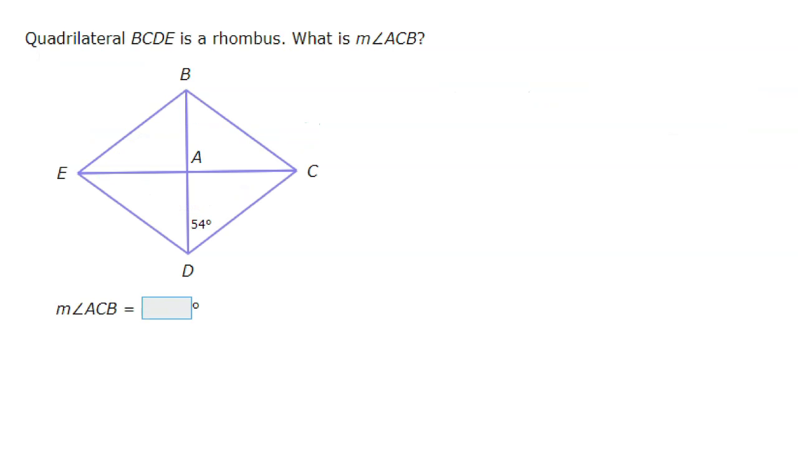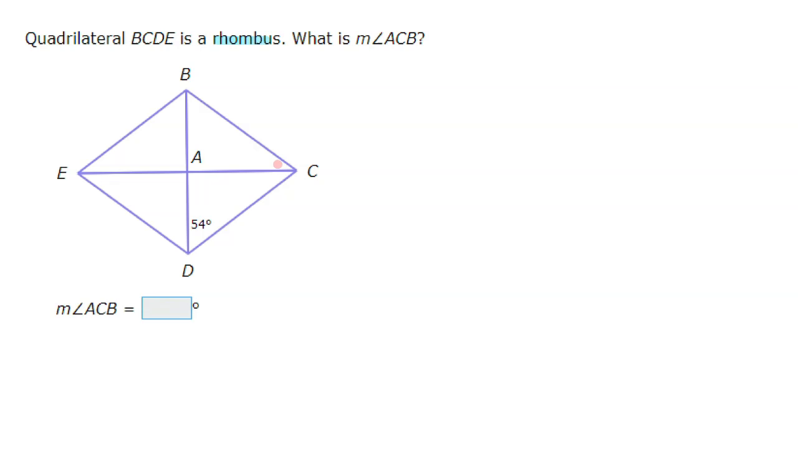It says quadrilateral BCDE is a rhombus, same type of shape that we've been looking at for the last two examples. It says, what's the measure of angle ACB? Let's label that angle. ACB will be this part of the vertex angle C. I'm going to label it in red. Now let's go ahead and label the information that's given.